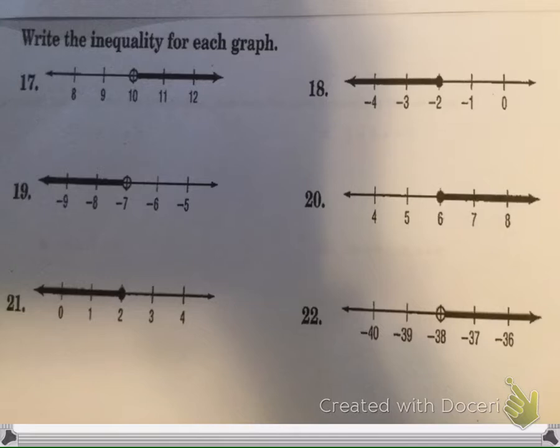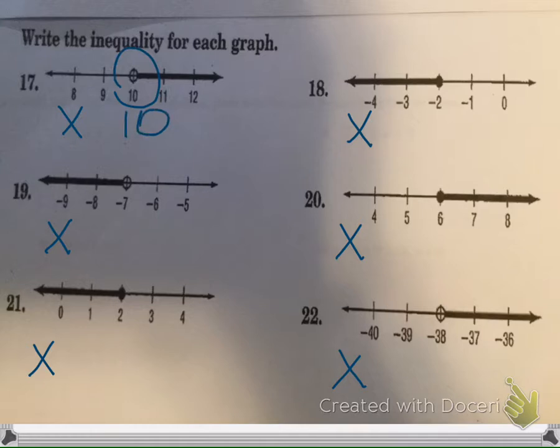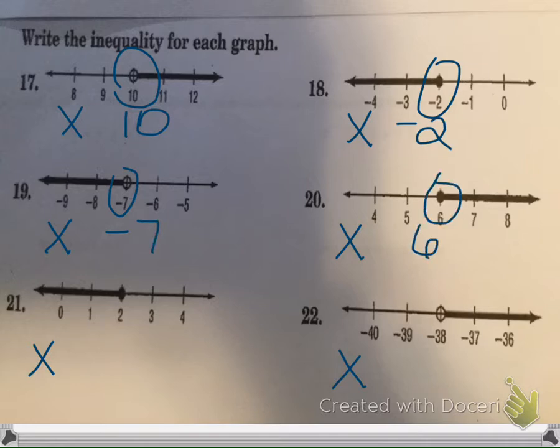And this last part, you are going to be writing an inequality from the graph. You will always have a variable, so what I could do is I could put an x for every single one of these, and this is, I think, pretty simple, okay? Then what number will you get for number 17? Number 17, well, if you look here, this would be 10, okay? This is negative 2. So far you got 2/3 of your inequality right, okay? This one would be negative 7. This one would be 6, this one would be 2, and here we have negative 38.